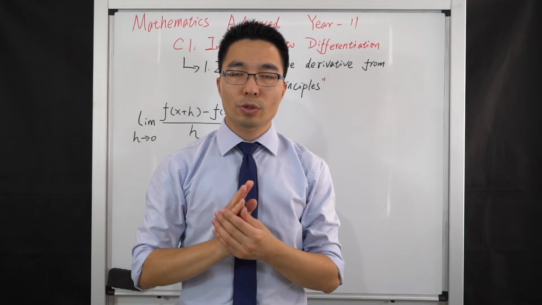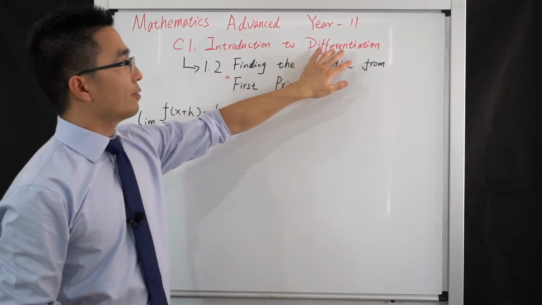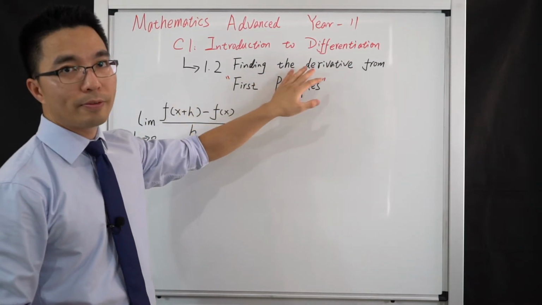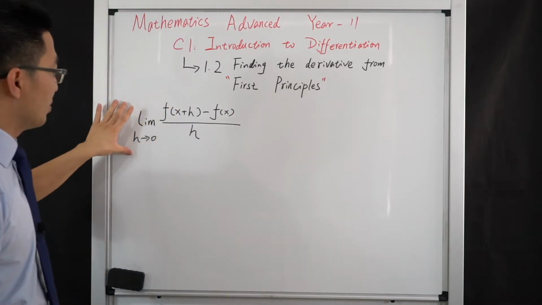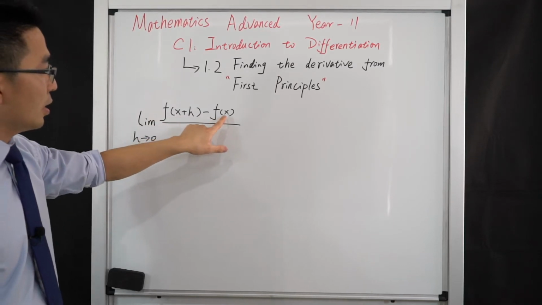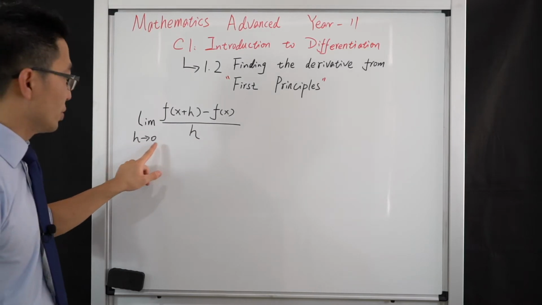In this video, I'll talk about the second part of Chapter 1, Introduction to Differentiation. In the second part, it's about finding the derivative from the first principle. This video is all about this limit: the limit of f(x+h) minus f(x), divided by h, when h goes to 0.